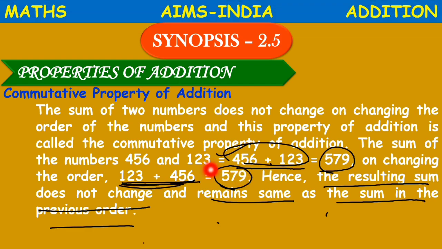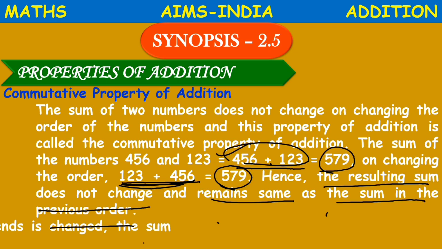Now what is this called? This is called the commutative property of addition. What does it say? The sum of two numbers does not change on changing the order of the numbers, and this property of addition is called the commutative property of addition. Clear, students? I hope this was clear.